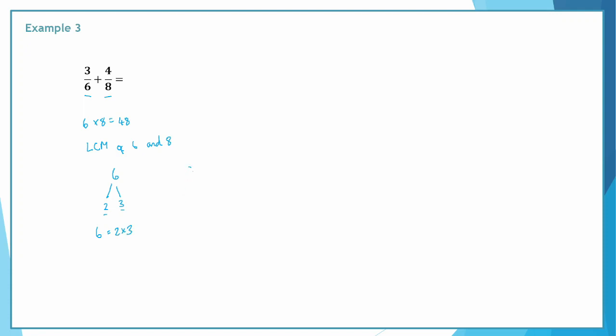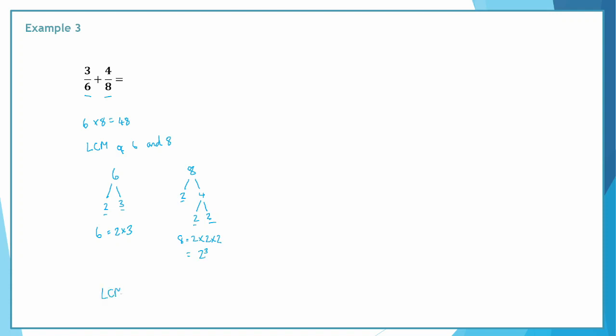Now let's do 8. So 8 can break down into 2 and 4. This is prime, so we leave it. But 4 breaks down further into 2 and 2. So now we have our prime numbers. So 8 is equal to 2 times 2 times 2, in other words, 2 cubed.